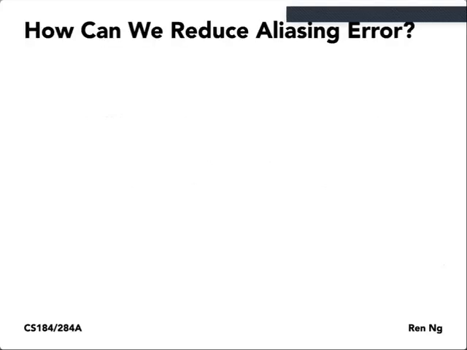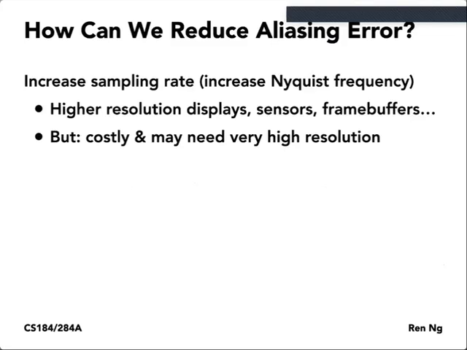Right. Let me take us back to how can we reduce aliasing error, okay, from this Nyquist theorem. We're safe if we have no frequencies above the Nyquist. The Nyquist is half of the sampling rate. So if we increase the sampling rate, we'll increase the Nyquist frequency. This means if we have high resolution displays, high resolution sensors, frame buffers, faster video cameras in time, that's faster sampling. And this will reduce aliasing.